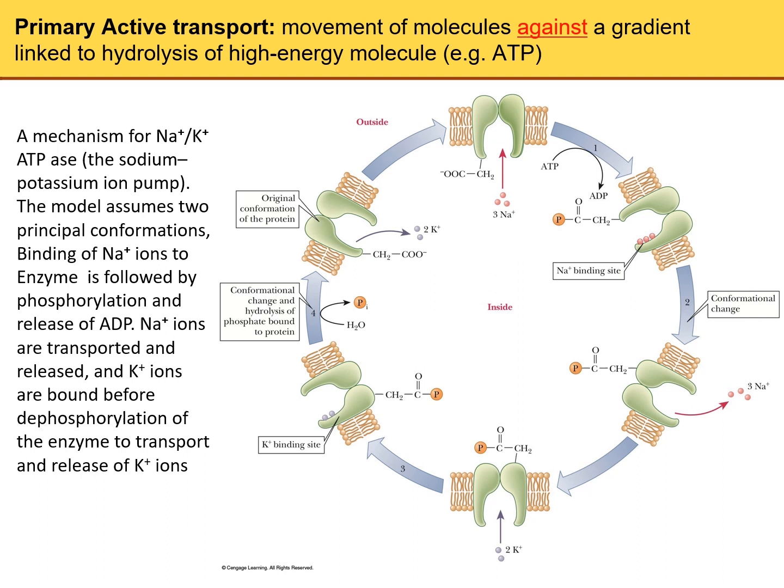Now, active transport again. This slide is actually a bit complicated. It talks about the sodium potassium pump. We talked about this last time.